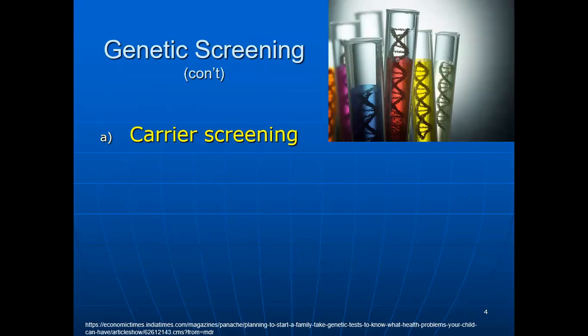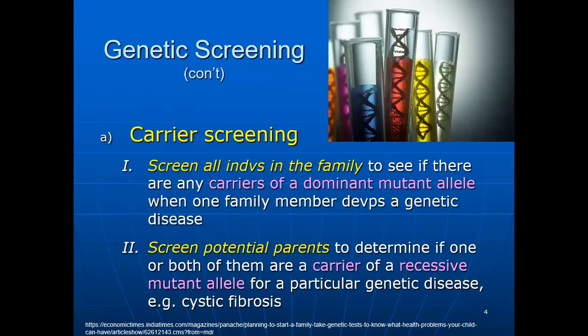The first one is carrier screening. Carrier screening: the first one is we screen all individuals in the family when we suddenly discover that someone in the family developed, for example, breast cancer or Huntington's disease. So when someone develops this disease, we want to screen everybody to find out whether you are the carrier. Because, for example, with Huntington's disease, if you're a carrier and it's a late onset, you may not know whether you have the allele. And then somebody in the family got it, so it runs in the family, so you want to do the test to find out whether you have the allele.